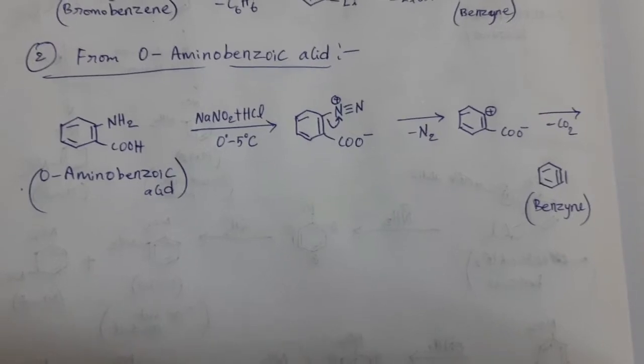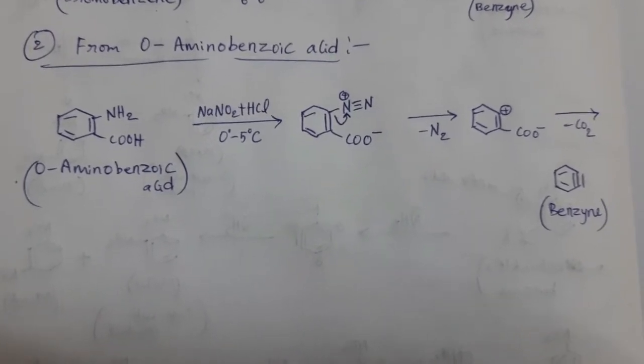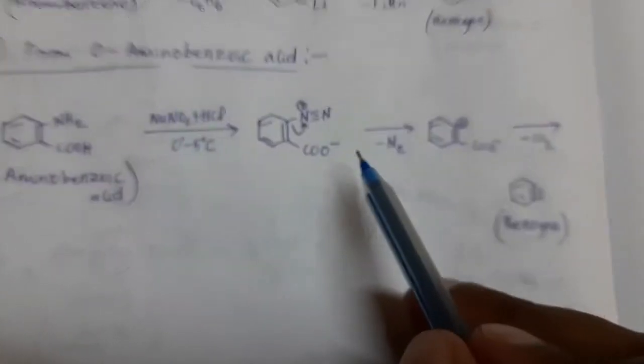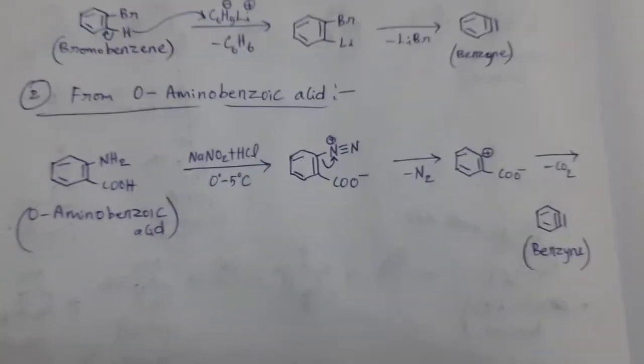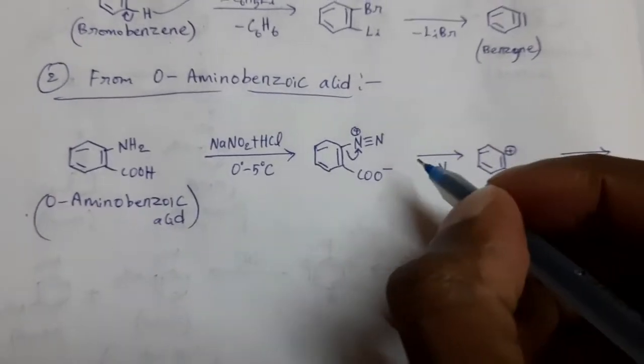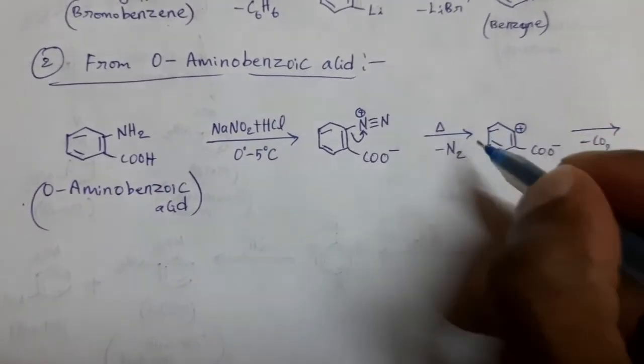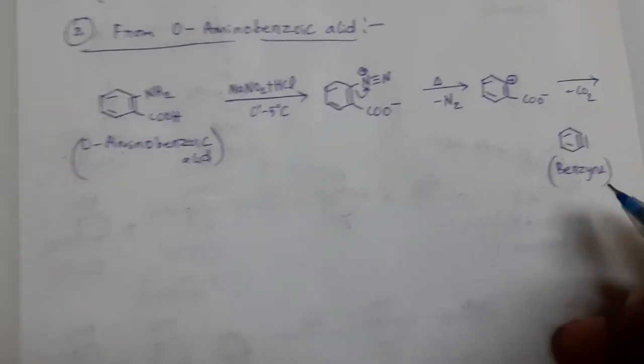So this is the second preparation. Orthoaminobenzoic acid undergoes diazotization, and we get a diazonium compound. This diazonium compound, on thermal decomposition, on heating, gives benzyne.